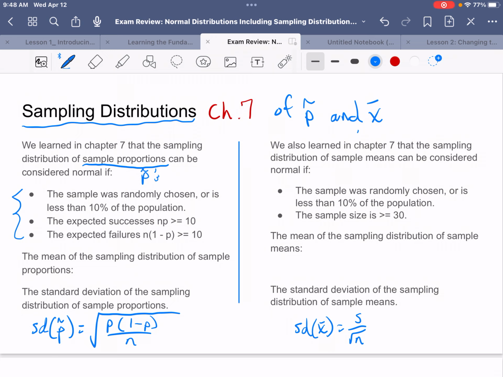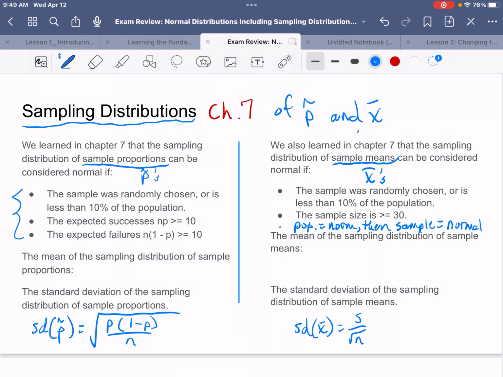We also learned in Chapter 7 that the sampling distribution of sample means, x bars, can be considered normal if the sample was randomly chosen or is less than 10% of the population, and that the sample size is greater than or equal to 30. We also learned that if the population is normal, then the sampling distribution will automatically be considered normal. If you draw a sample out of a normal population, the distribution of the sampling will be normal.